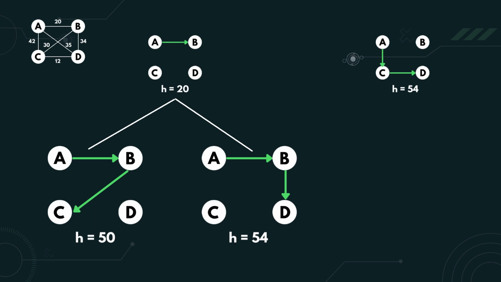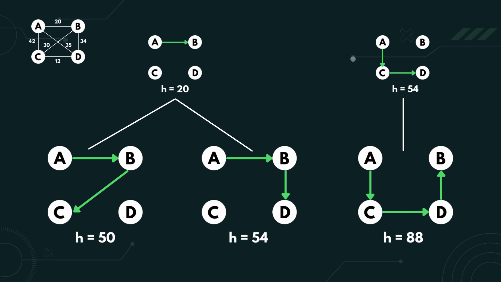For the first one, the successor is A to B to C with heuristic value 50 and A to B to D with heuristic value 54. For the second one, there's only one successor, which is A, C, D, B with heuristic value 88. We cannot do A, C, D, A because it needs to get to B first before going back to A.